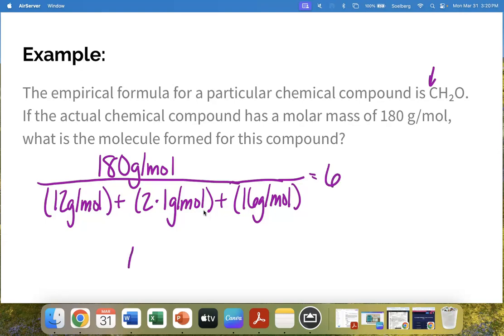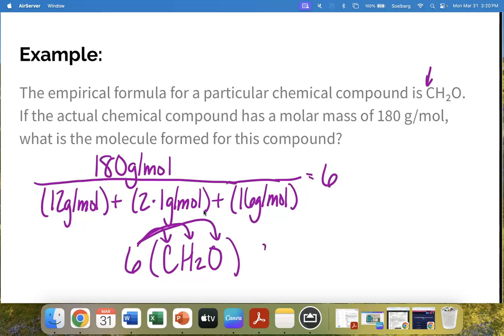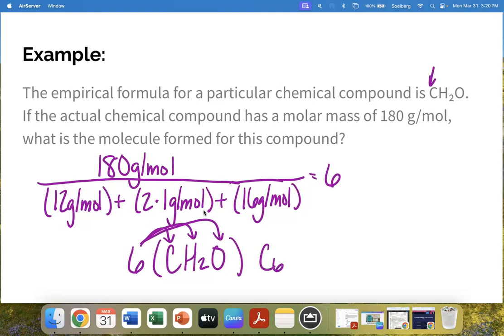So all I'm going to do is take 6 times my CH2O. That 6 is going to be multiplied for all 3 of these, just like we do in math. So it'd be C6, 6 times 2 is 12, so it's H12, and then O6, and that is my molecular formula. We're going to do a lot of practice with this.